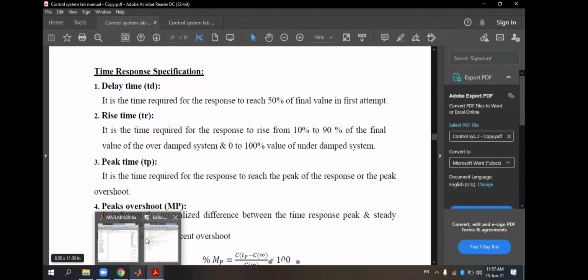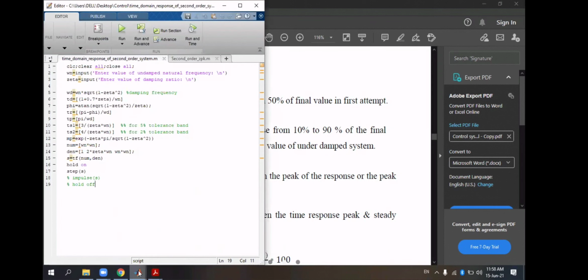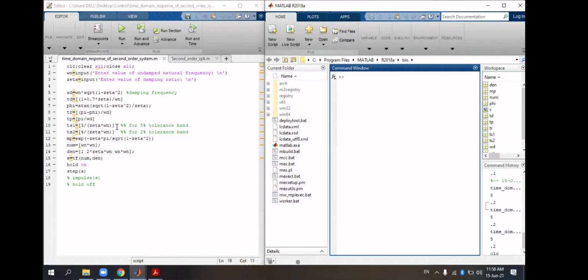So now our next command is phi. Phi is tan inverse of square root 1 minus zeta square upon zeta. Again, tr is rise time. Rise time is pi minus phi by omega d. Then peak time tp is pi by omega d. Then we have calculated two settling times, one for 5% tolerance band and another for 2% tolerance band. For 5% tolerance band it is 3 by zeta omega n, and for 2% tolerance band it is 4 by zeta omega n.